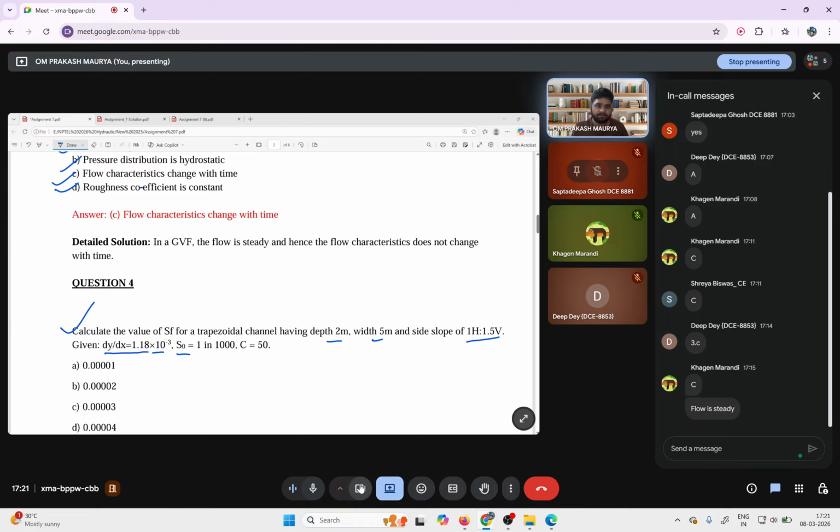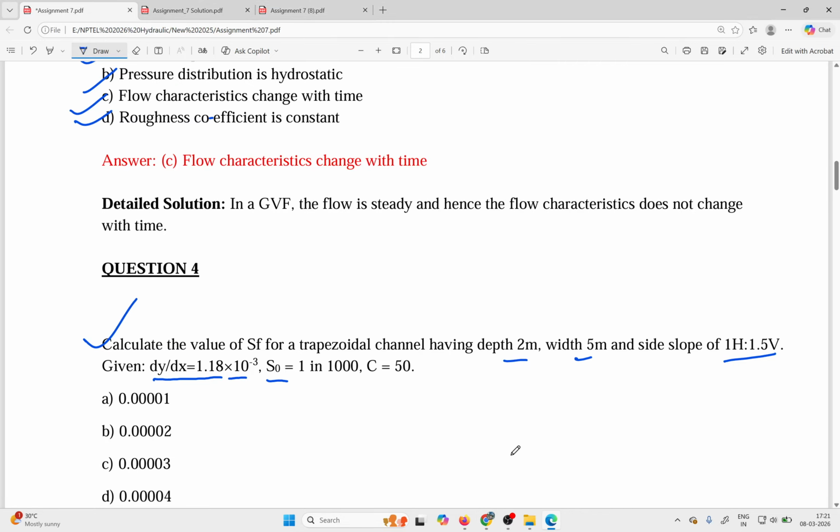Okay, so let me explain. The question is not very hard, very tough, or very easy. Here you just need to remember one formula. What is the formula? dy by dx is equal to the difference of slopes, S naught minus SF, divided by 1 minus Fr square. So that's it. This is the formula. Now you have the trapezoidal channel.